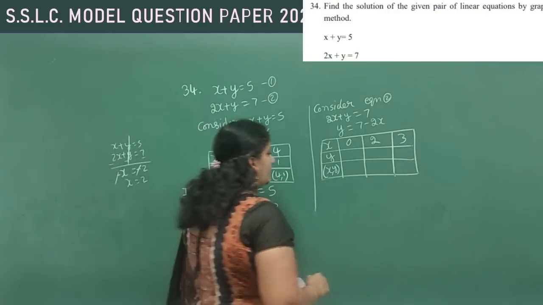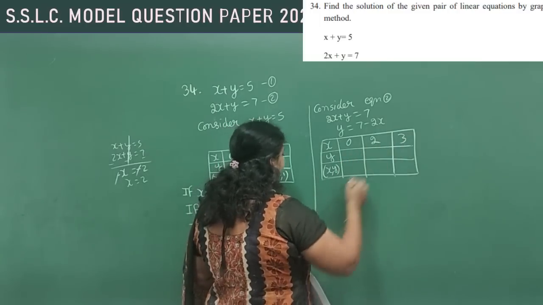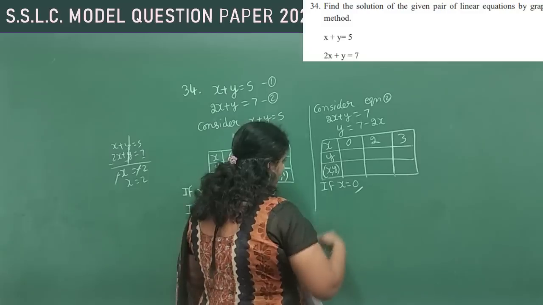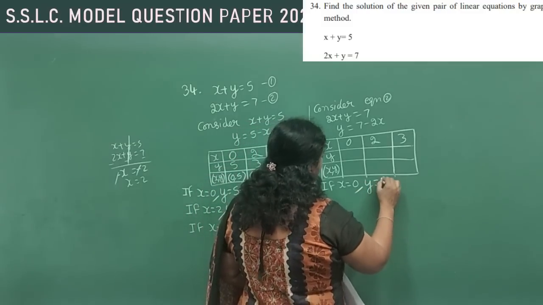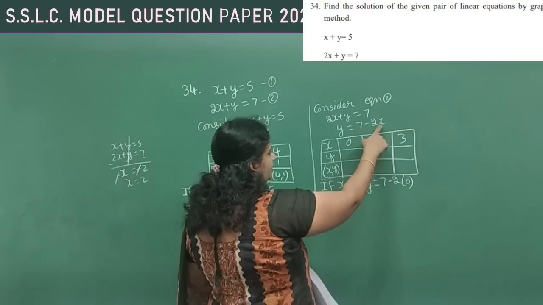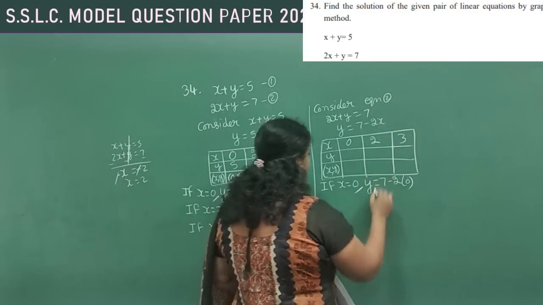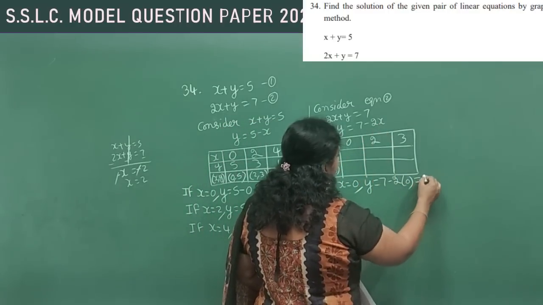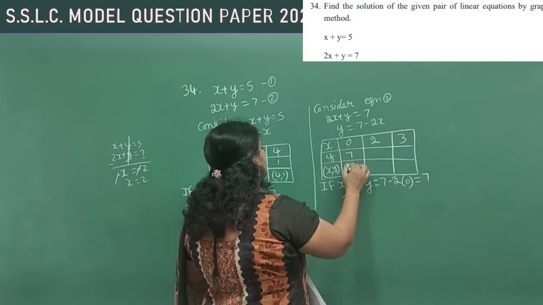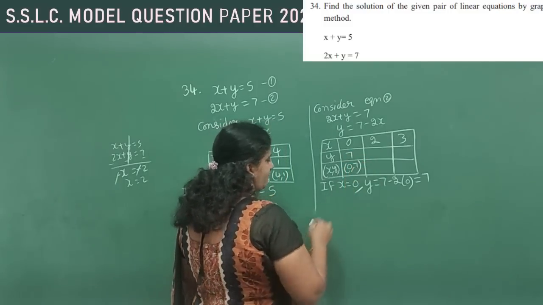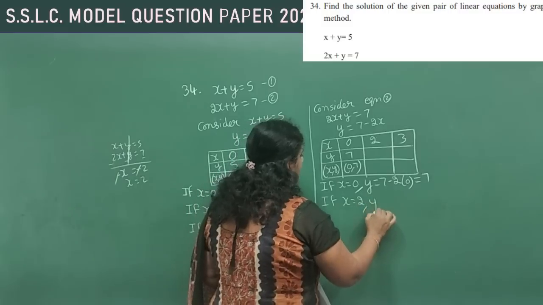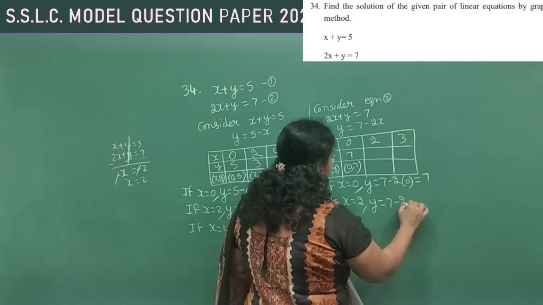And now consider another table. 0, 2, 3 I have taken here. If x is equal to 0, y is equal to 7 minus 2 into 0. Substitute in place of x 0. That is equal to 2 into 0 is 0. 7 minus 0 is 7. Coordinate is (0, 7).